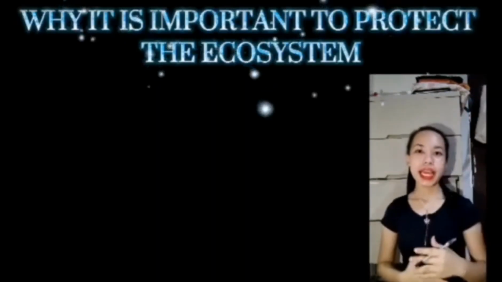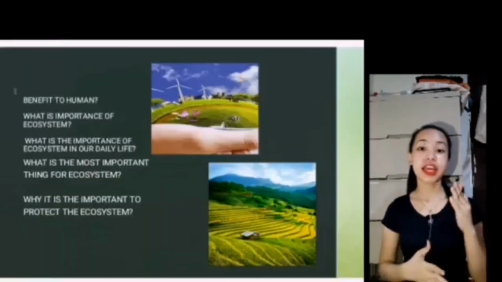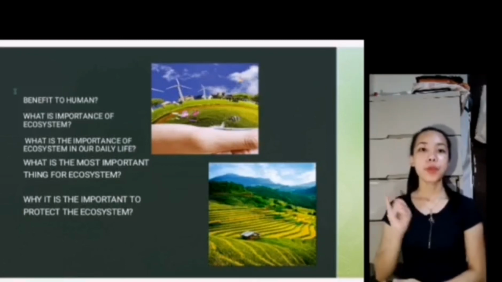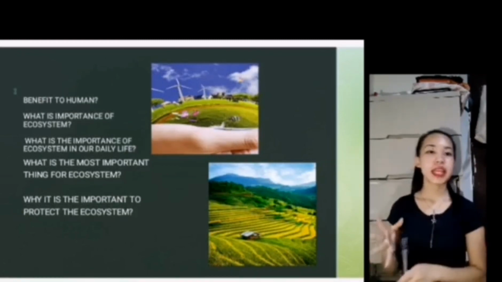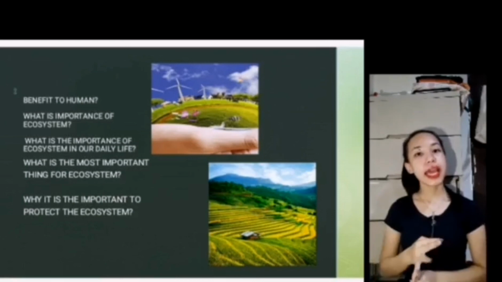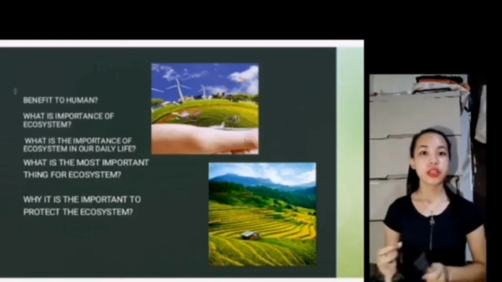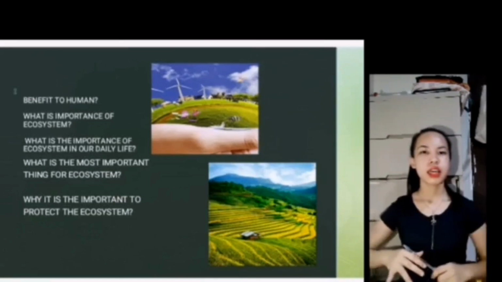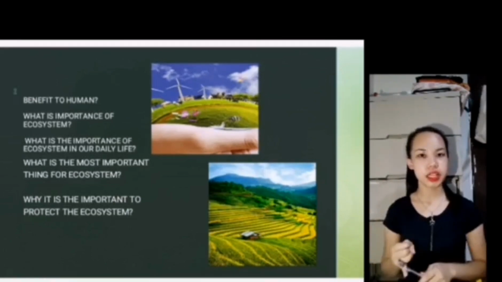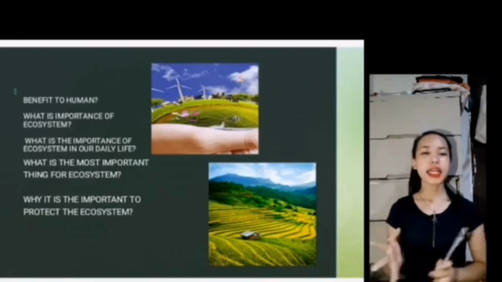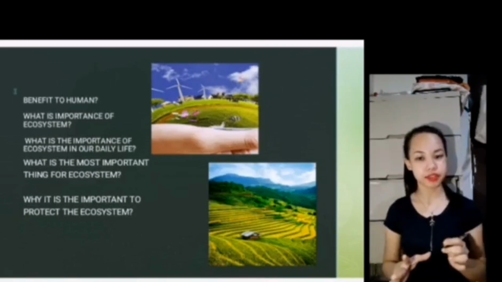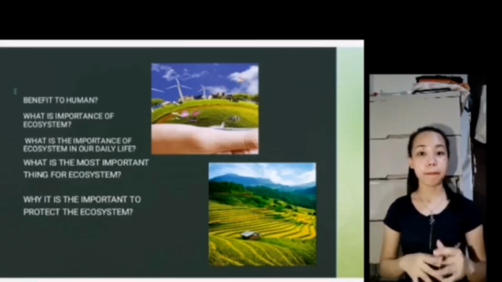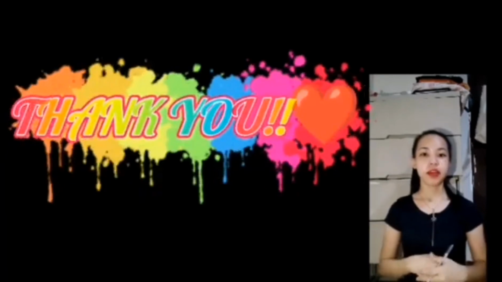So, why is it important to protect the ecosystem? Healthy ecosystem clean our water, purify our air, maintain our soil, regulate the climate, recycle nutrients, and provide us with food. Even if certain species are affected by pollution, climate change, or human activities, the ecosystem as a whole may adapt and survive.